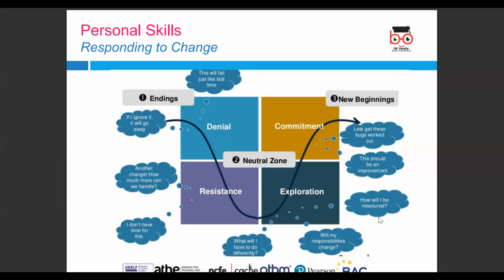So these are responses to change, how individuals respond to change, and everyone responds differently. People think, should I ignore it and it'll go away? Will I fail if I do it the second time? So these personal skills are so important to have in place.